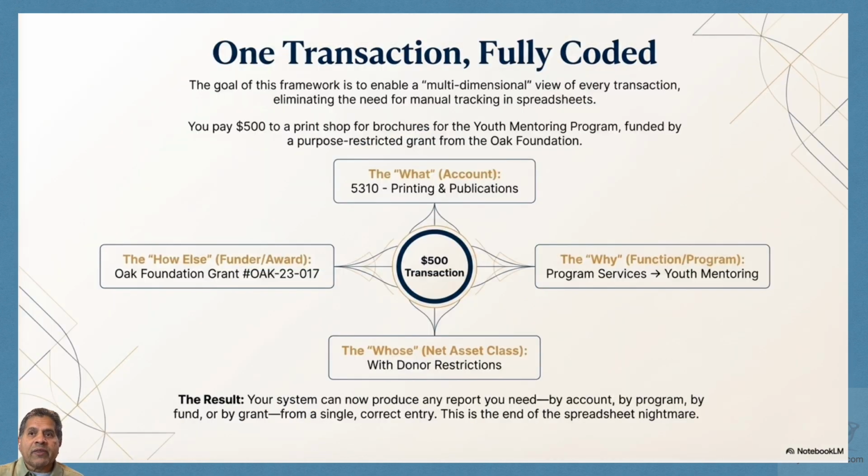Now, this is the Holy Grail. This is what we're aiming for. When you enter a bill for brochures, you shouldn't just hit printing expenses and walk away. We want a multi-dimensional view. The what, that's the printing account. The why, the youth mentoring, a functional class. The who's, the Oak Foundation. The restrictions, with donor restrictions, location class. If you code this one transaction correctly, your software can generate a P&L by grant, by program, or by restriction without you ever having to touch Excel and deal with the spreadsheet nightmare.